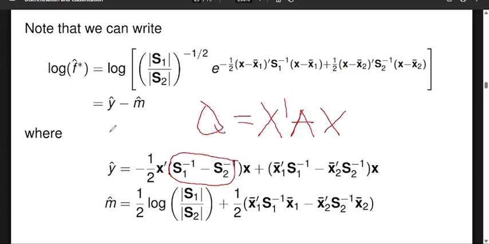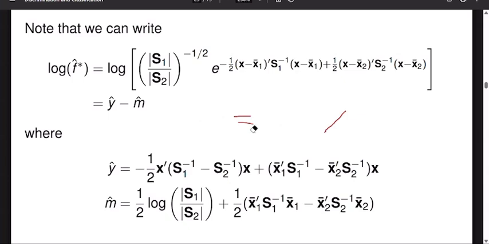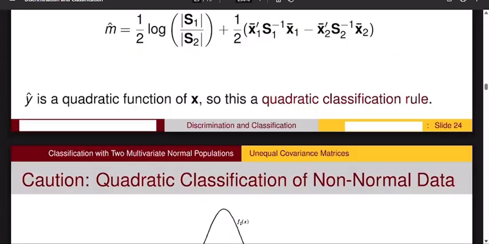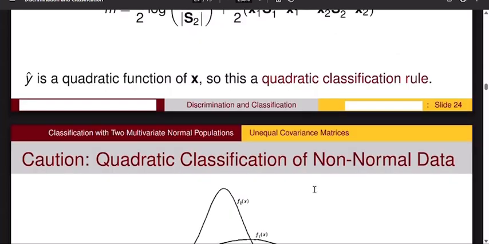discriminant analysis. Don't forget, I told you what leads us to quadratic discriminant analysis is when the two covariance structures are not the same. But if the two covariance structures are the same, then that would be linear discriminant analysis. I just wanted to take note of that. So that's what I'm trying to say here.